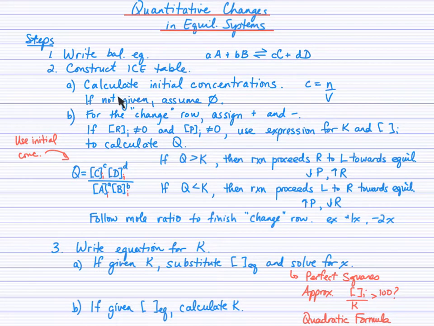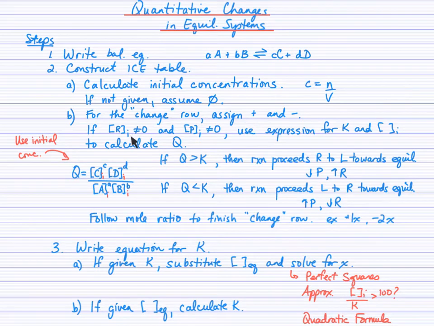Now, so far, the calculations we've been doing for ice tables are fairly simplistic in that we can calculate initial concentrations by using C equals N over V, and if a certain substance is not mentioned, we assume the initial concentration is 0. And then for the change row, we assign positive and negative. We figure that out by whichever side has 0, that's the one that is going to increase in concentration towards equilibrium, and whichever side has an amount to start, that concentration will decrease approaching equilibrium.